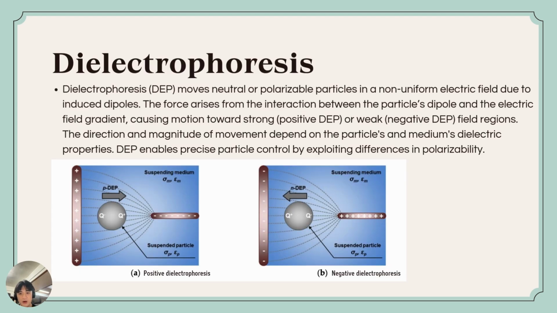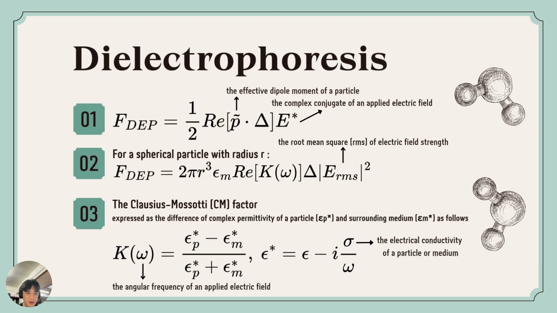DEP moves neutral or polarizable particles using a non-uniform electric field. Okay, it's important, it's non-uniform. The force depends on the particles' and medium's dielectric properties, guiding particles to regions of strong or weak electric fields. DEP is highly effective for precise particle control, making it ideal for cell concentration and separation. Okay, so let's dive into the principle part.